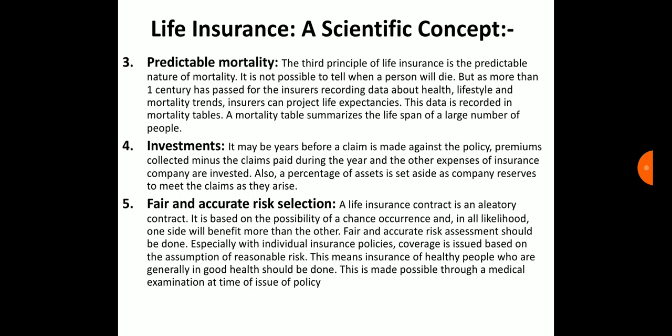Fair and accurate risk selection. A life insurance contract is an aleatory contract. It is based on the possibility of a chance occurrence, and in all likelihood, one side will benefit more than the other. Fair and accurate risk assessment should be done, especially with individual insurance policies. Coverage is issued based on the assumption of reasonable risk. This means insurance of people who are generally in good health should be done. This is made possible through a medical examination at the time of issue of the policy.